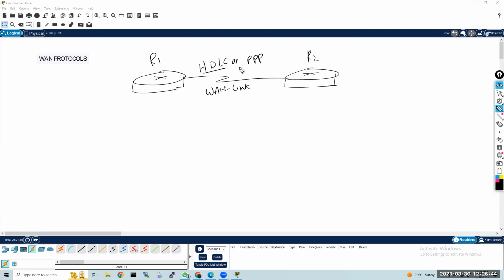So what is HDLC? Higher level data link control protocol. And PPP is point-to-point protocol. Remember, guys. HDLC means your higher level data link control protocol. PPP means your point-to-point protocol. HDLC stands for higher level data link control protocol. PPP is point to point.